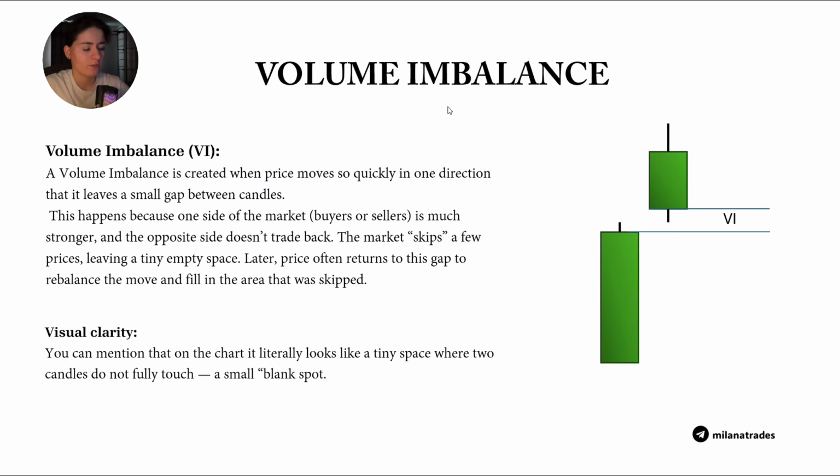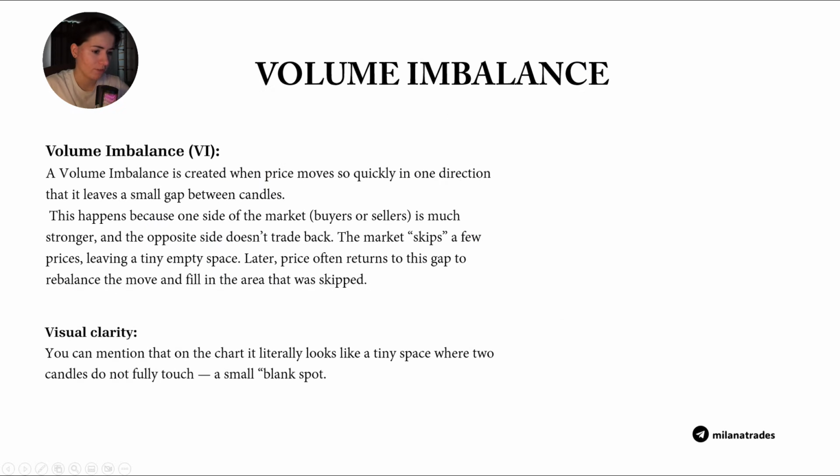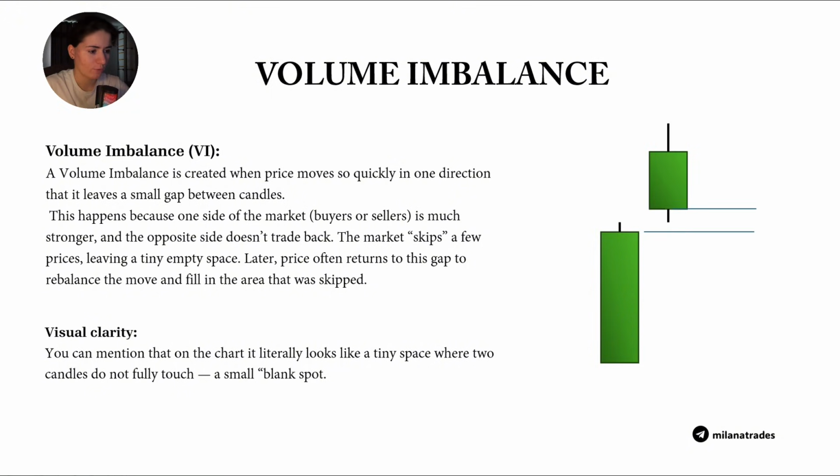The next type is volume imbalance. A volume imbalance is created when price moves so quickly in one direction that it leaves a small gap between candles. This happens because one side of the market, buyers or sellers, is much stronger and the opposite side doesn't trade back. The market skips a few prices, leaving a tiny empty space. Later, price can return to this gap to rebalance the move and fill the area that was skipped.